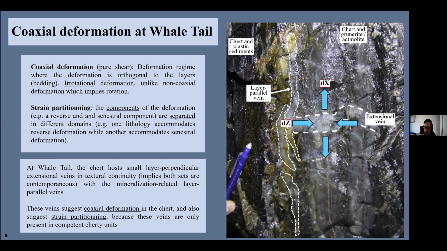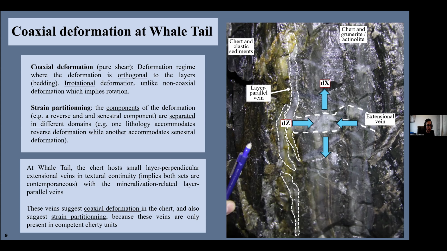Another thing we see in this picture is that the foliation and the bedding are really vertical and almost perfectly perpendicular to the extensional veins. This orthogonal relationship suggests coaxial deformation in the chert. The presence of these veins also suggests strain partitioning, because the veins are only present in the chert, so we don't find them in the volcanic units or the clastic sedimentary rocks. Really only in the chert-rich units, the very competent ones.